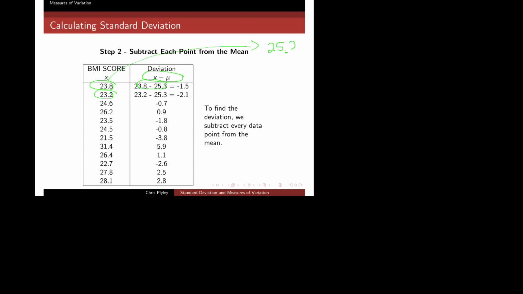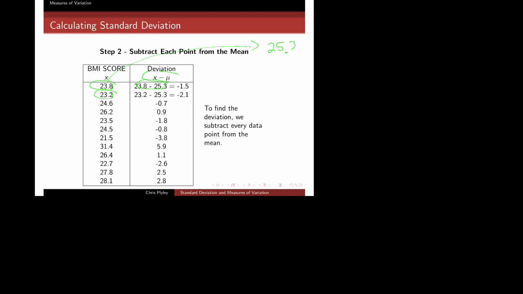Similarly, this one is 2.1 units away from the mean, so I write minus 2.1. As it happens, this negative sign isn't actually even really important, because the next step is to square this, so the negative sign goes away anyway. But for now, we can write the negative sign if we want.